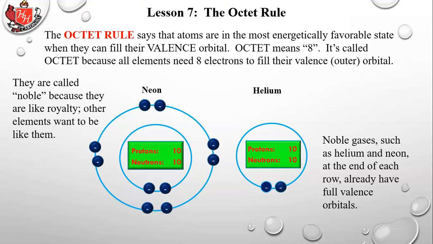In the case of helium, the first orbital can only hold 2 electrons. They still call it the octet rule even though it's only 2 electrons because it does have a full valence orbital. Neon and everything below neon actually has a full orbital of 8 electrons and has a full octet of 8 electrons in its valence orbital. That would be neon, argon, krypton, radon, on down the right hand side of the periodic table.